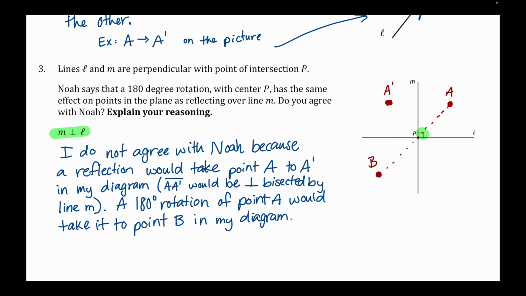So if you chose to describe this without a picture, it would be a little more difficult, but we could say Noah is not correct because the only points that would have the same effect are on line L. And we can actually add that in. Let's add that in at the bottom.